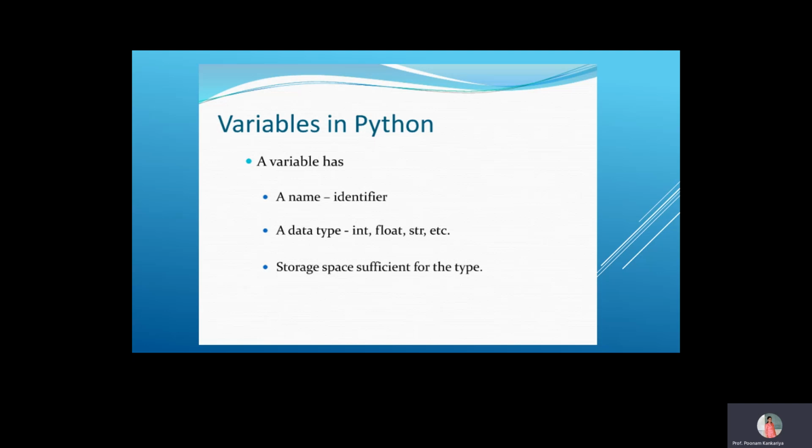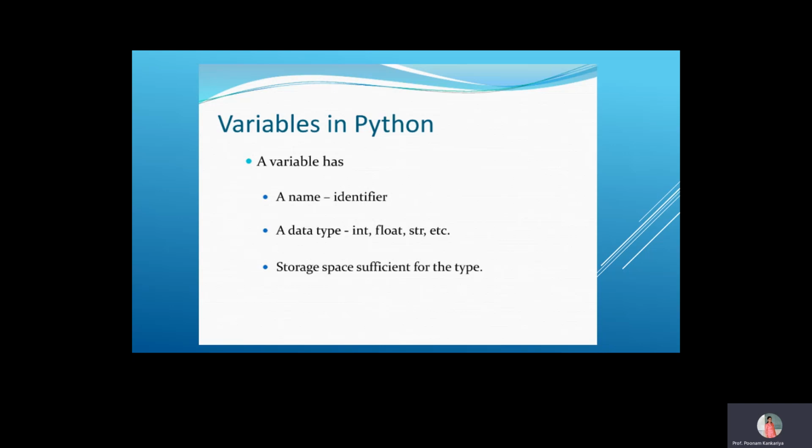Instead, Python gives the reference of the object value to the variable. There are some rules for variables used in Python: the name is an identifier, and int, float, string, and double types have sufficient storage space in a Python variable.